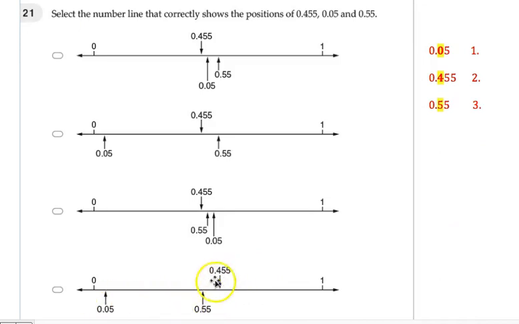0.05, well, it's not this one. Here 0.05 is last, so it's not that one. Here we've got 0.05, 0.455 and 0.55, so that one makes sense. So this second bubble, option 2 or B, is correct, highlighted.